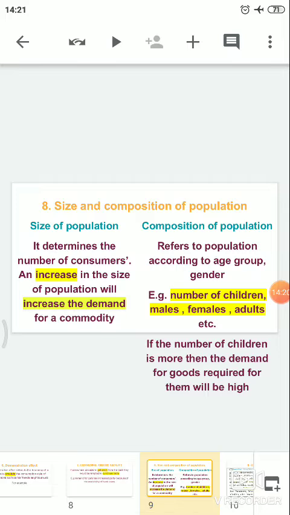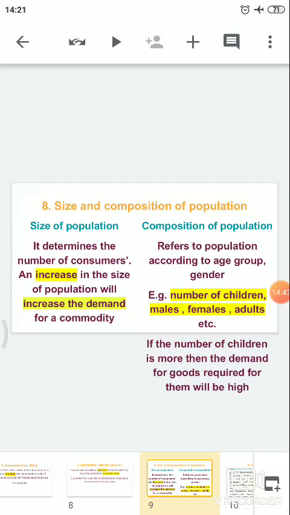Next is size and composition of population. Now you must understand what the size and composition of population means. When you're explaining this factor, you have to explain both the aspects. Now, size of population determines the number of consumers. If there is increase in size of the population, that means number of consumers has increased. Therefore, the demand for the commodity would automatically increase.